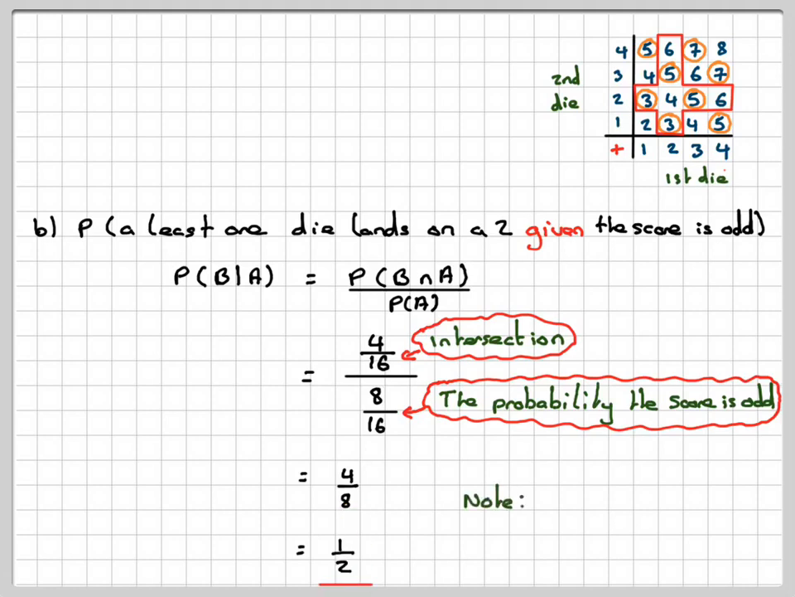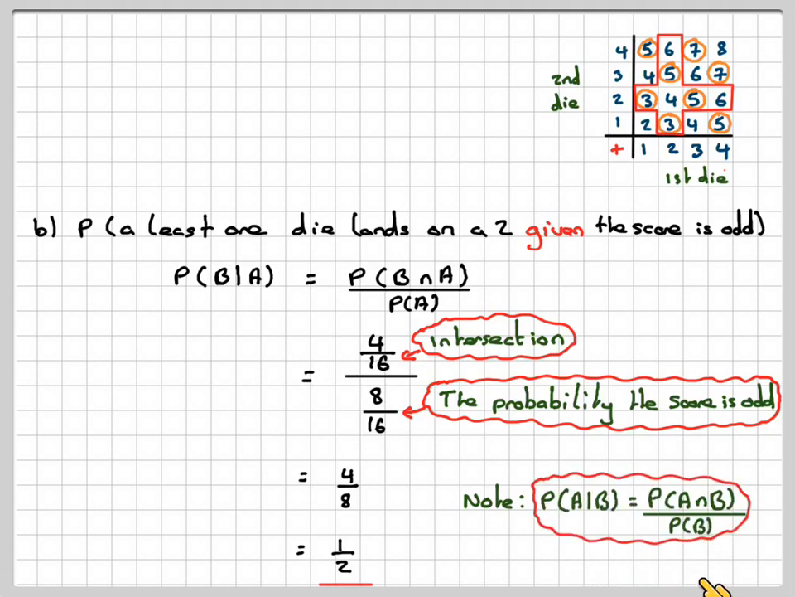And we know from conditional probability, the probability of A given B is the probability of A intersection B divided by the probability of B. That's the general formula. The only thing we've got to remember here, these two must always line up here.